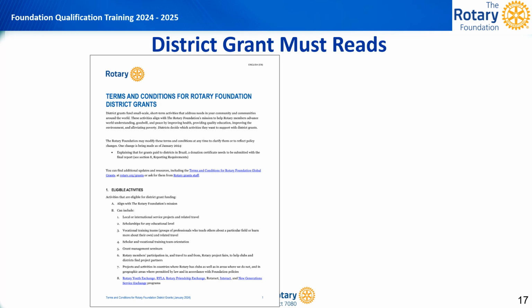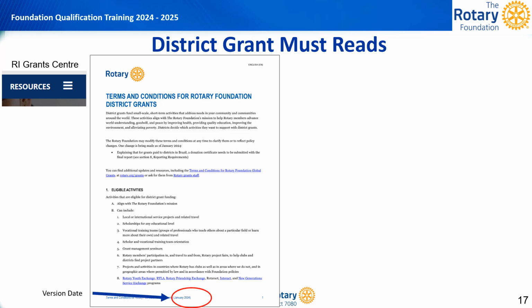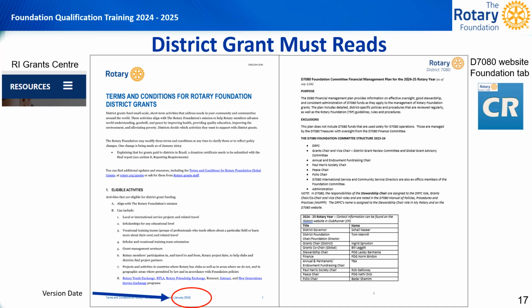An excellent resource to help you with your district grant projects is the Terms and Conditions for Rotary Foundation District Grants document. And the best place to ensure that you have the most recent copy is from the Resources tab in the My Rotary Grant Center. Always check the version date at the bottom of the first page. The second must-read reference tool is the District 7080 Financial Management Plan that contains our district's updated foundation policies and procedures and the role of the District 7080 Foundation Assessment Committee. This can be found on the Foundation Committee's Document Resources page on the District 7080 website in Club Runner.